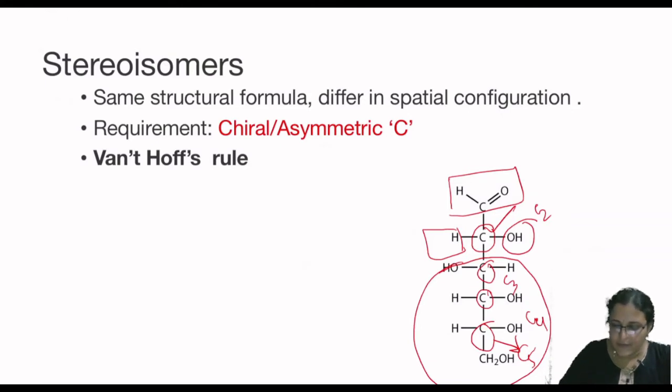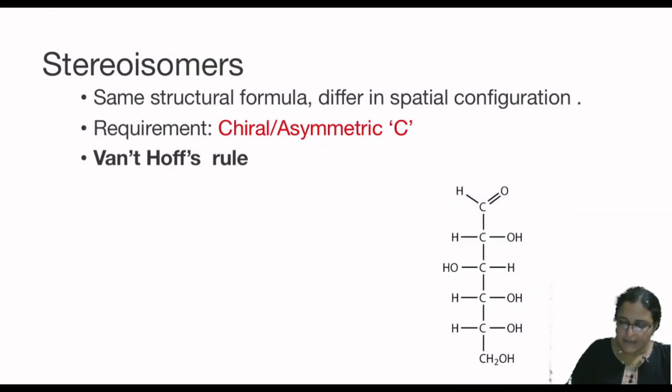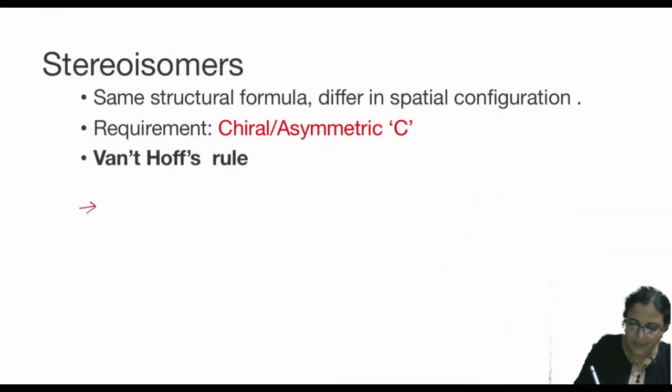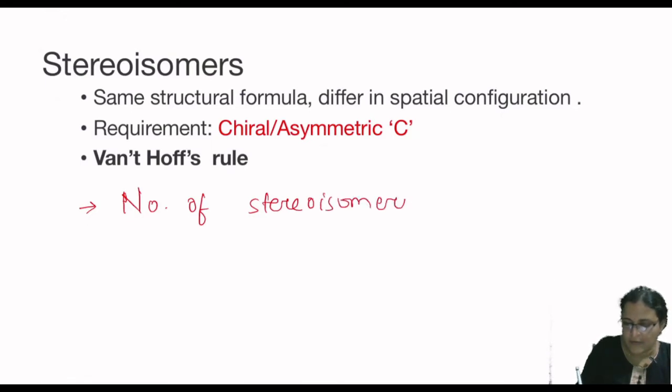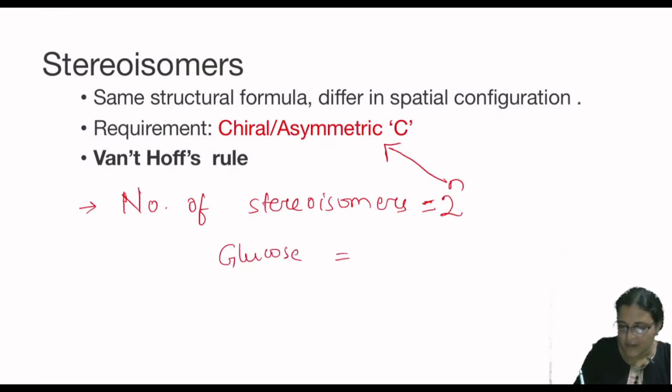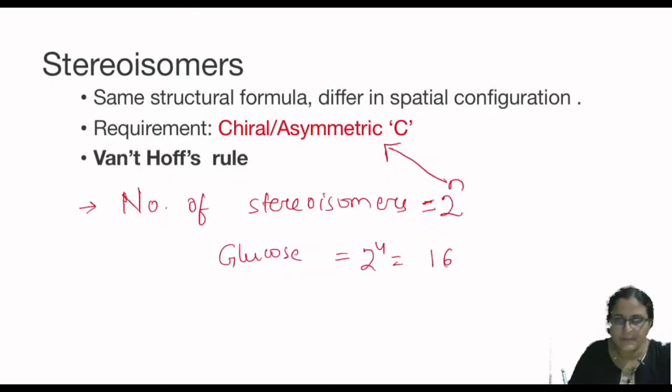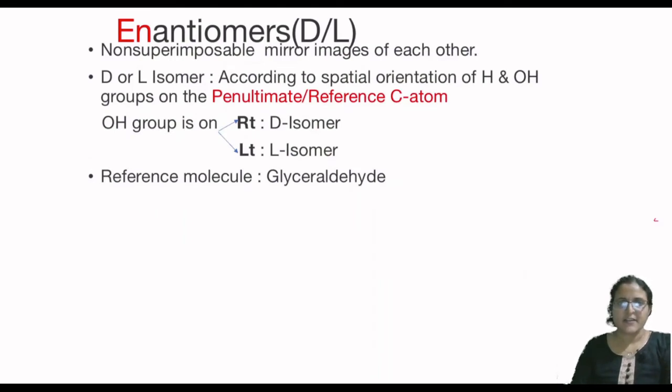Now coming to Van 't Hoff's rule, it correlates the number of stereoisomers possible with the number of asymmetric carbon atoms, that is equal to 2 to the power n, where n is the number of chiral or asymmetric carbon atoms. So in glucose we have 4 asymmetric carbon atoms, so 2 to the power 4, that is 16 stereoisomers possible.